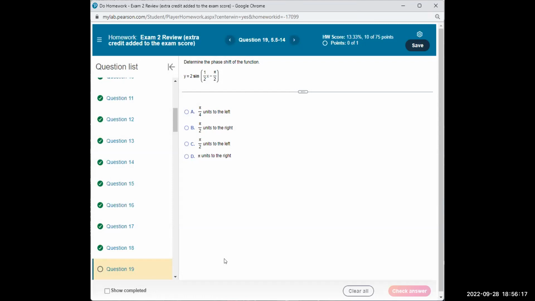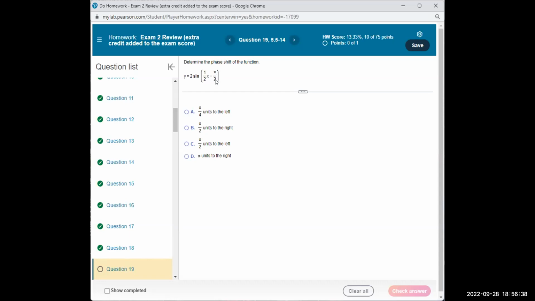The 1/2 does not affect the period, or I'm sorry, the phase shift. Here we're going to determine the phase shift of y equals 2 sine (1/2 x minus pi over 2). And so again, you're looking at this constant right here. It's negative, so our shift is going to be to the right.